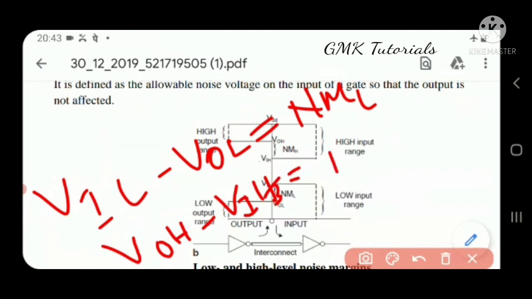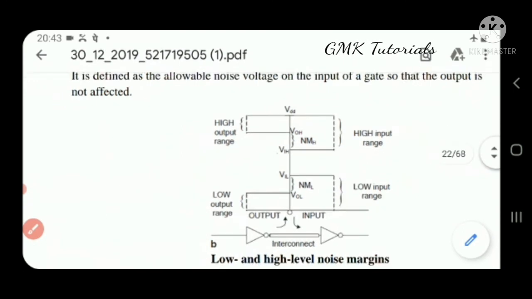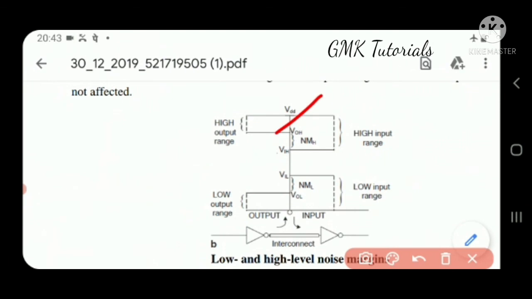This difference is generally called NMH, the high noise margin. That means this is the acceptable range: how far it can be accepted as a low input value. That is the main thing here. Up to this VIL, the second device can recognize it as a low input. That range is generally called the low noise margin. In the previous situation, it is represented as NMH, the high noise margin.